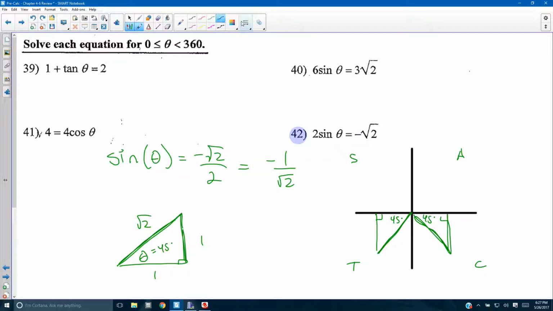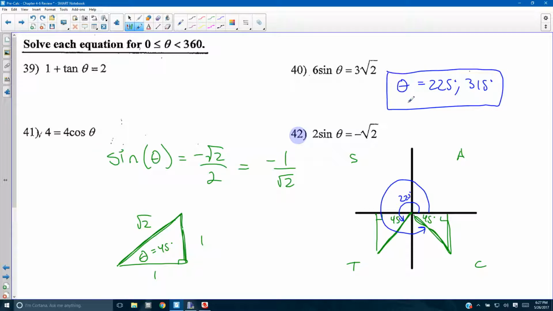The actual degrees for those between 0 and 360, let's go out 90, 180, 225. So one of the answers is theta equals 225 degrees. The second one, I could go all the way around here, or I could just subtract 45 from 360. That would be 315 degrees. So this one is 315 in the fourth quadrant. So 225 degrees and 315 degrees, those are the answers for number 42.